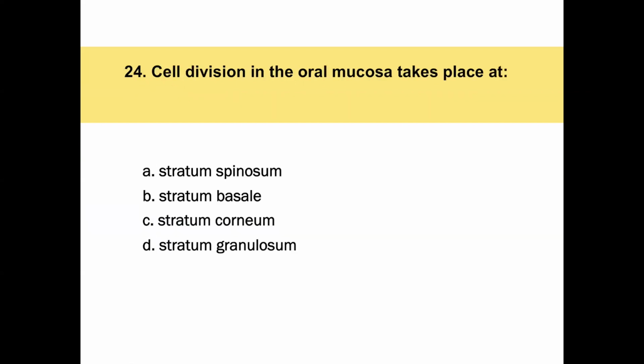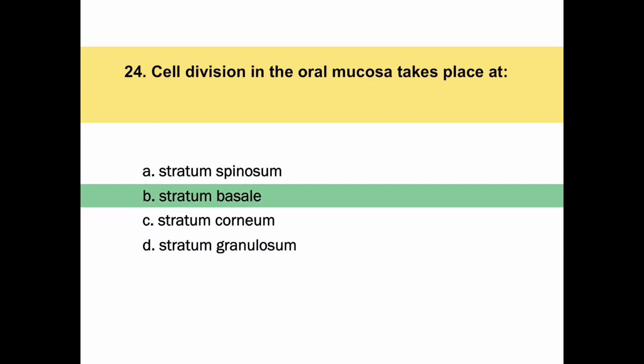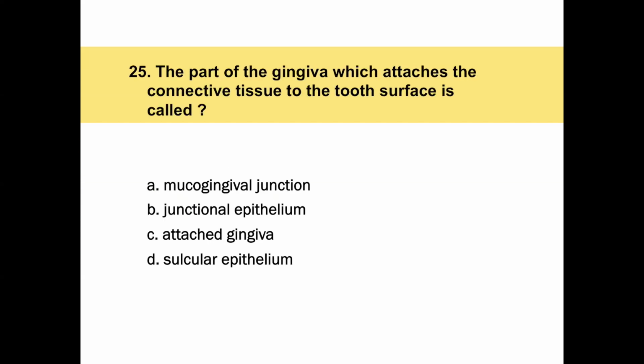Cell division in the oral mucosa takes place at A. Stratum spinosum, B. Stratum basale, C. Stratum corneum, D. Stratum granulosum. Answer B. Stratum basale.